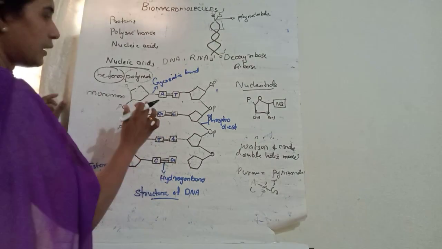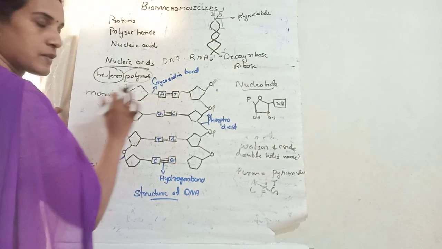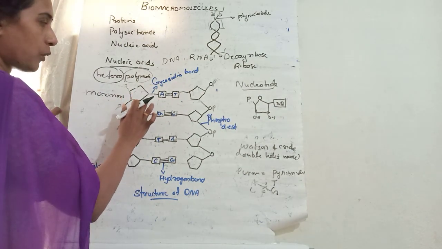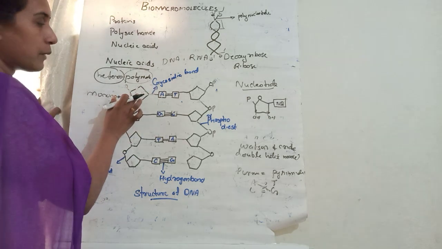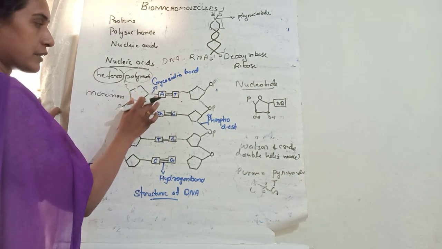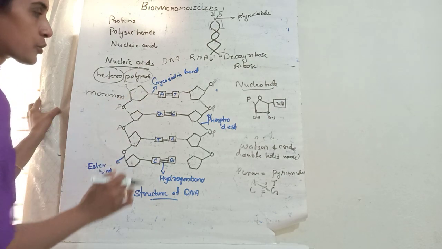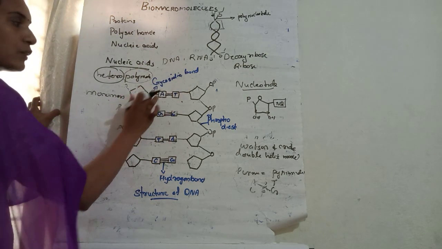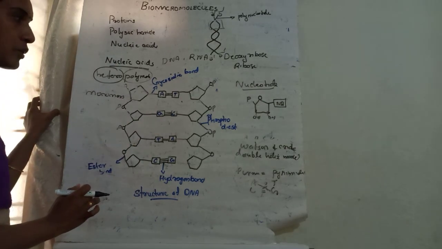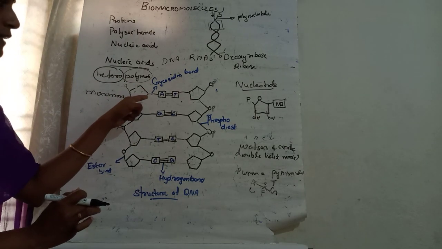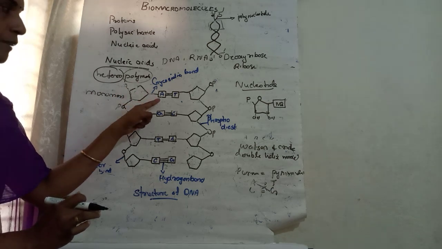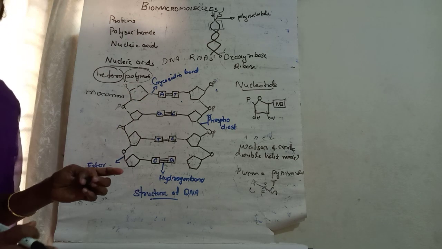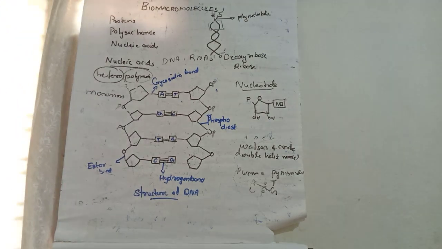Next, the next bond is the glycosidic bond. What is a glycosidic bond? How are the nitrogen bases linked to the sugar molecule? That is by glycosidic bond. That bond is called the glycosidic bond. A glycosidic bond is a bond between nitrogen bases and the sugar molecule, the pentose sugar molecule. Okay.